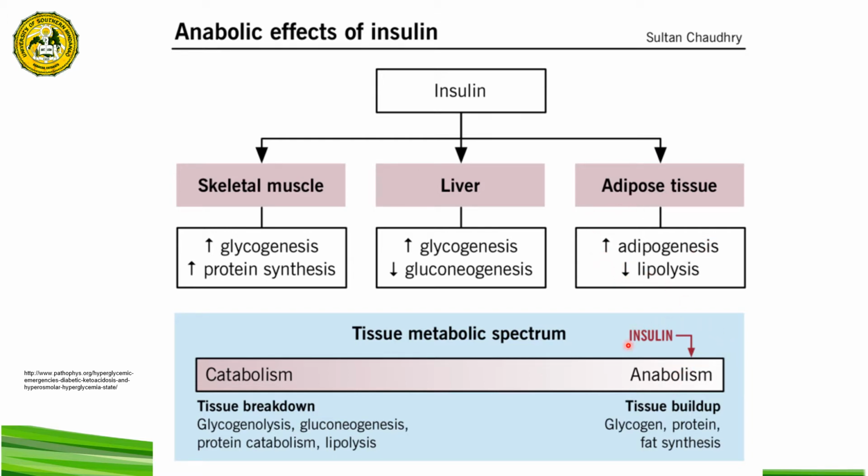When we assess the major metabolic function of insulin, it is basically an anabolic hormone. It promotes anabolism or tissue build-up by way of the synthesis of glycogen, protein, and fat.